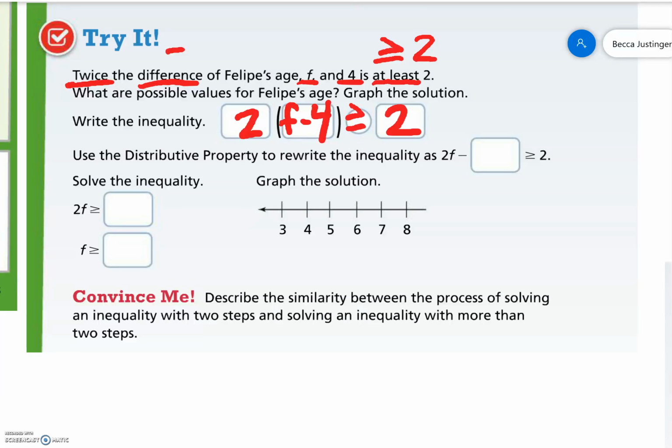Then it says use the distributive property. So we're going to multiply. 2 times f is 2f. They have that for us. 2 times negative 4 is negative 8. That's why the minus 8 is there. Now we need to solve.